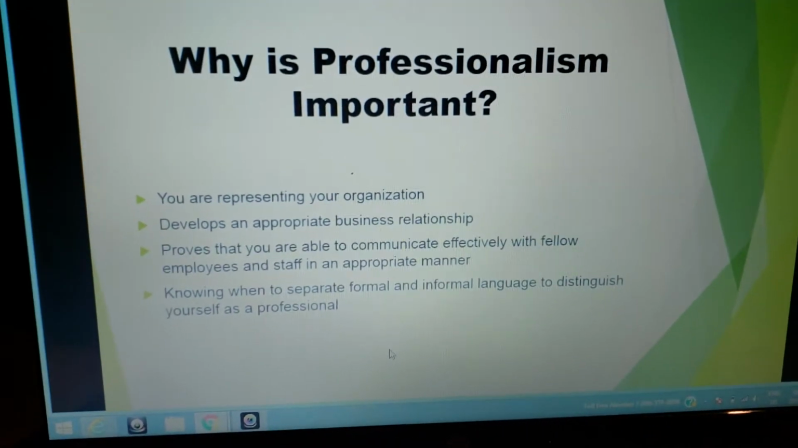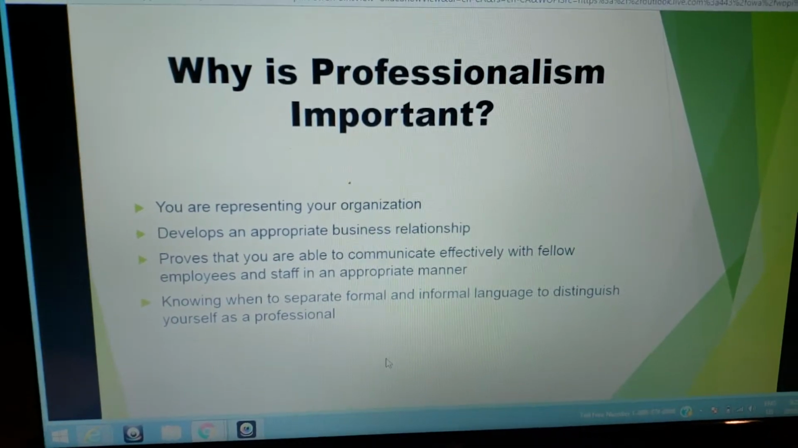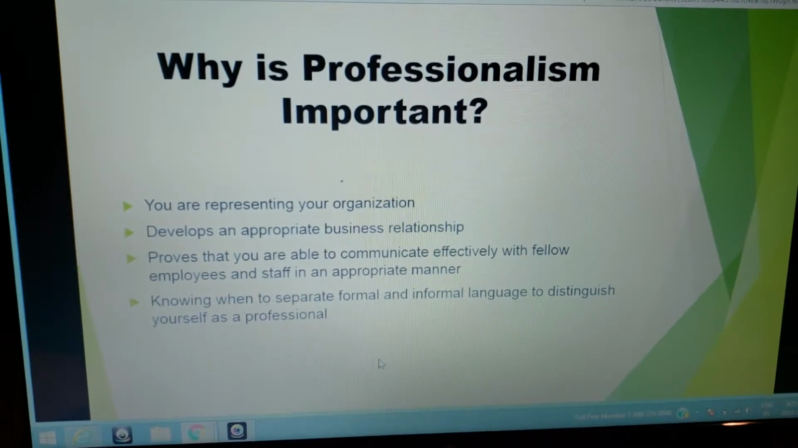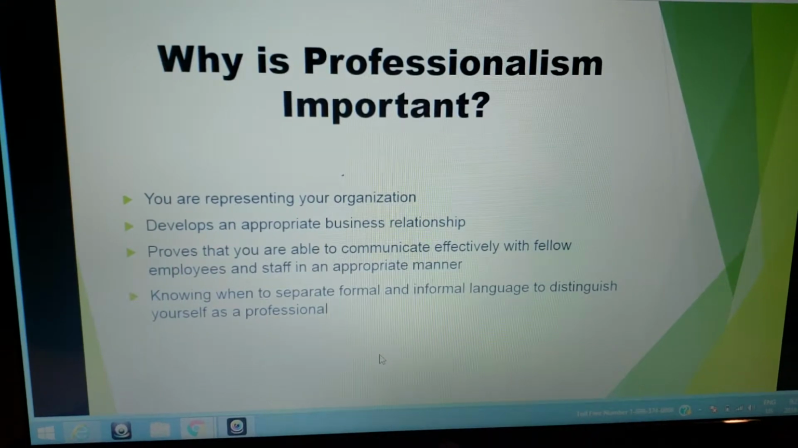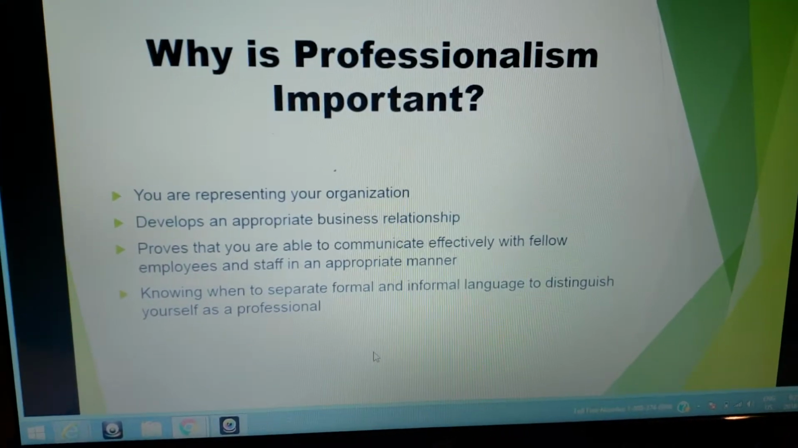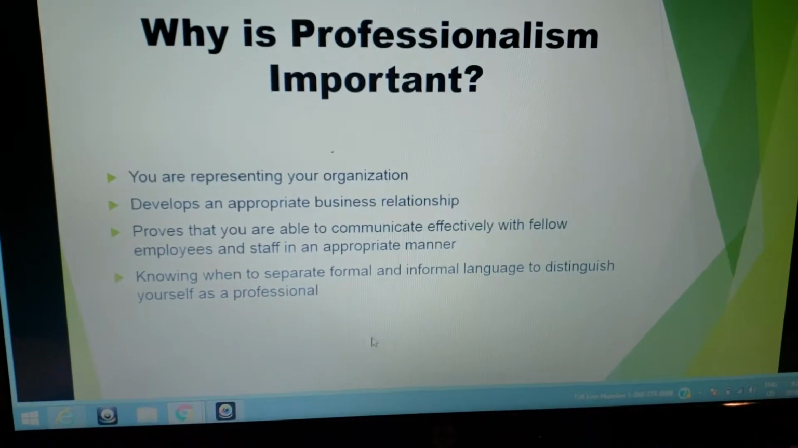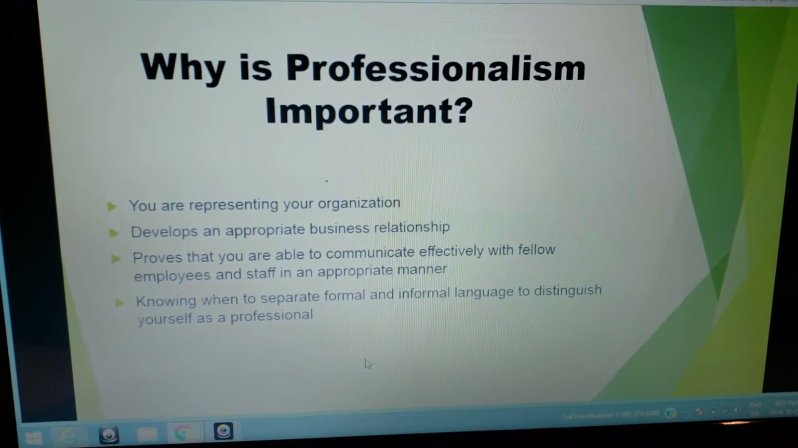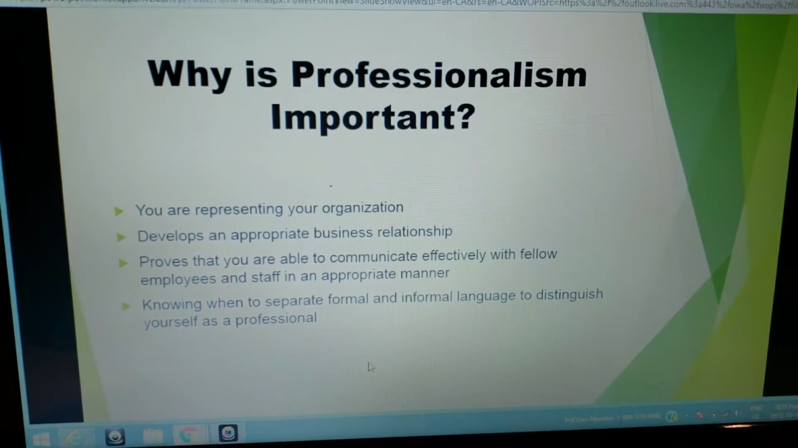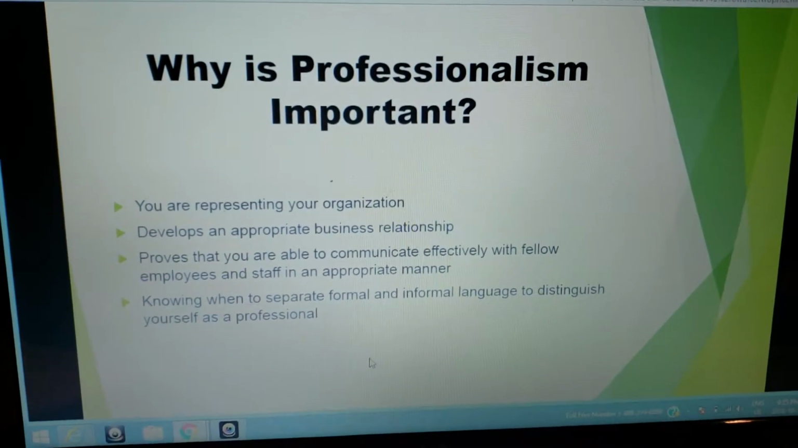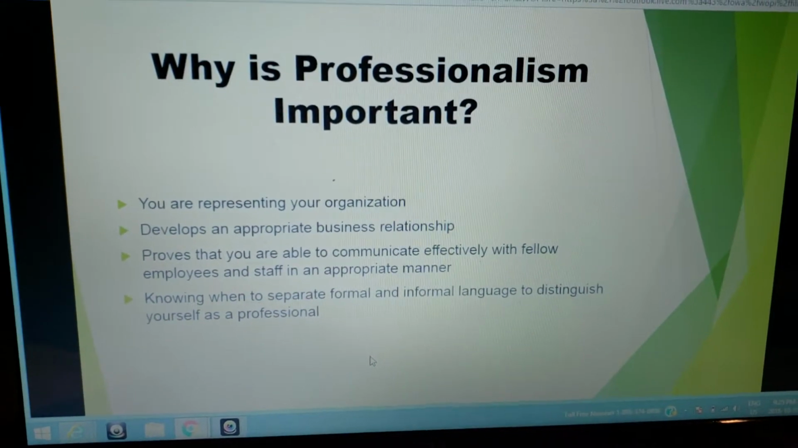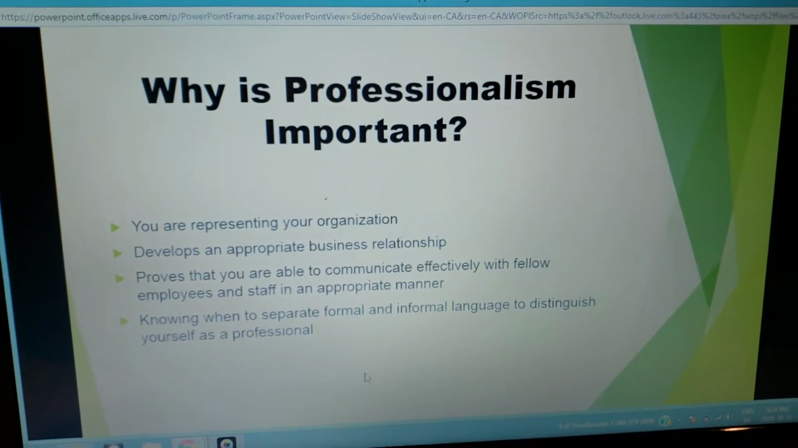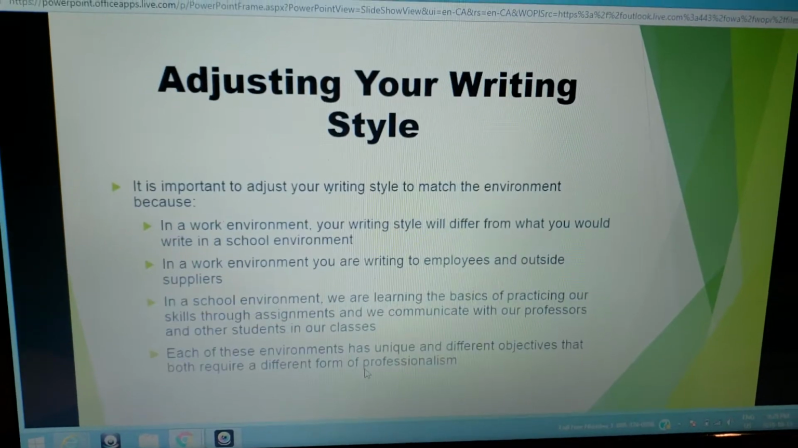So why is professionalism important? After reading the textbook and from what I have found at work, there are some points that stuck out to me. You're representing your organization, so you want to come across as educated, mature, and formal. You develop appropriate business relationships. It proves that you are able to effectively communicate with fellow employees and staff in an appropriate manner, knowing when to separate formal and informal language to distinguish yourself as a professional.